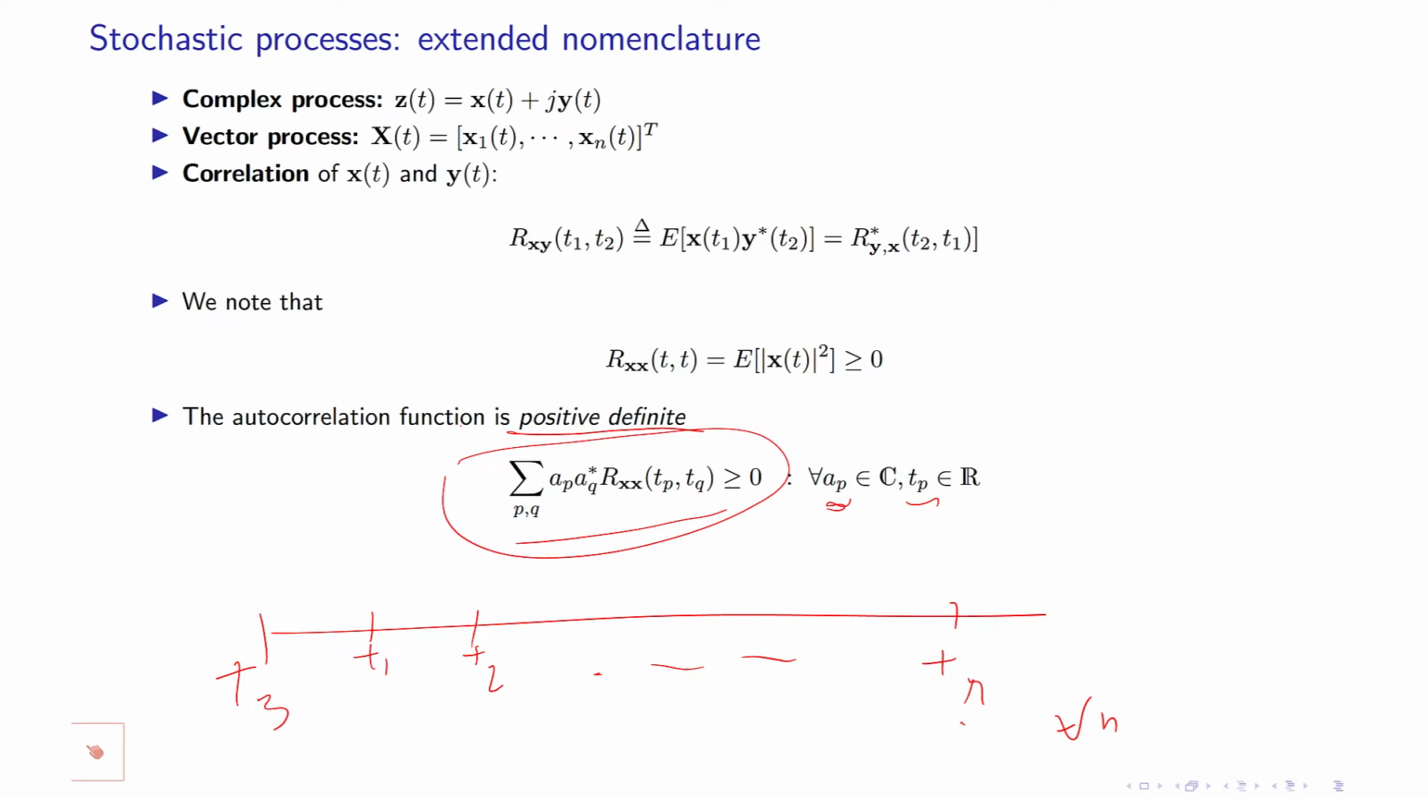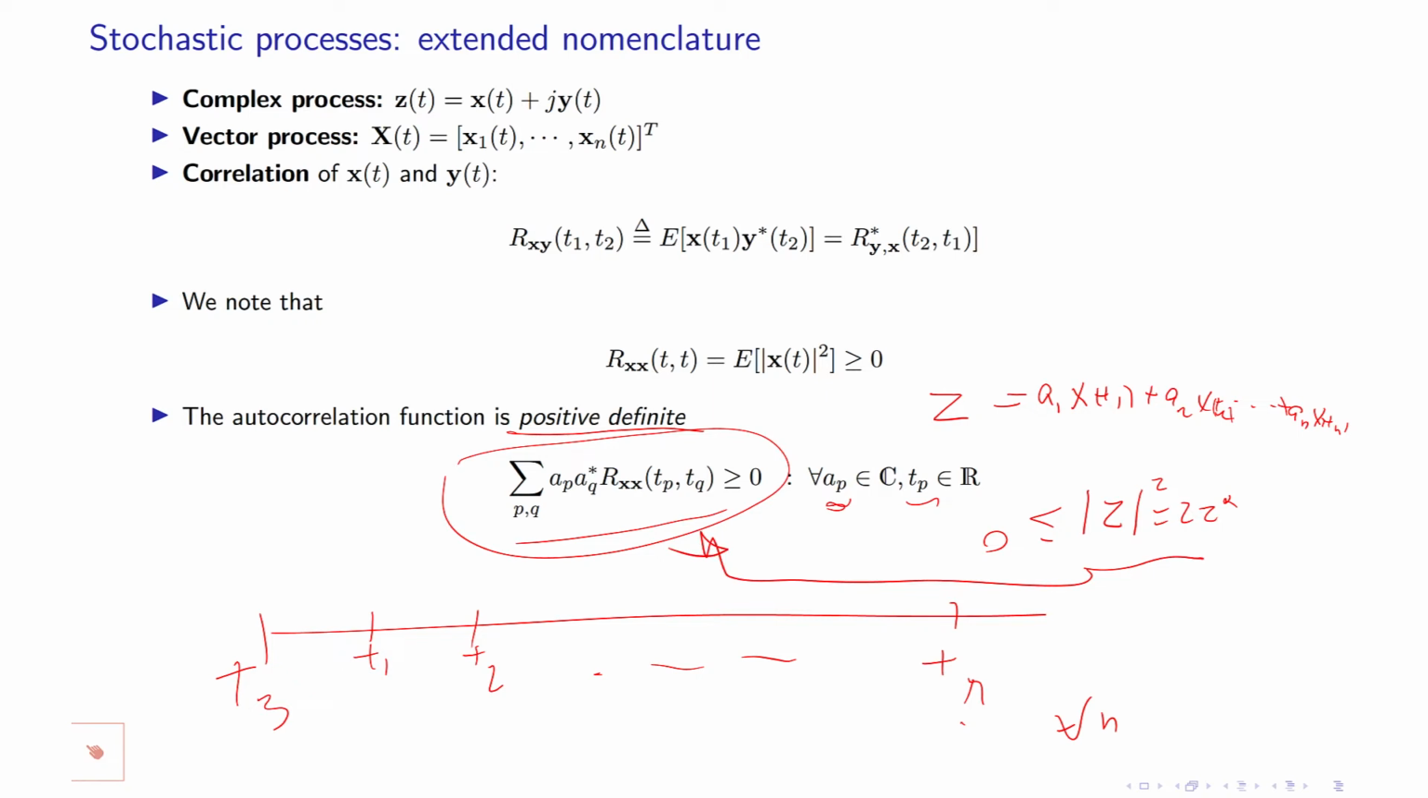The proof of this is very easy. You can define a random variable z equal to a1 x of t1 plus a2 x of t2, and so on up to an x of tn, once you define your arbitrary time instances and arbitrary values. Then the magnitude of z to the power of 2, which is z times z conjugate, is a real number, and its expected value should also be a real number and non-negative. And then the expected value of this is going to be exactly equal to this. So the proof is very easy and straightforward.